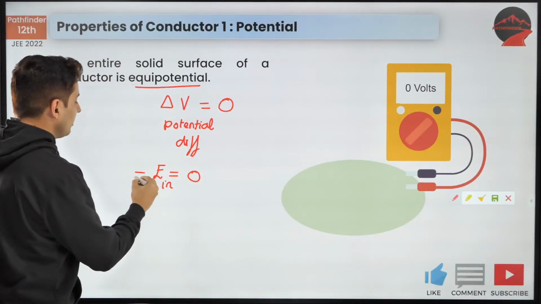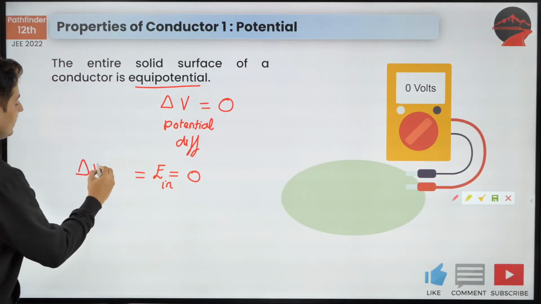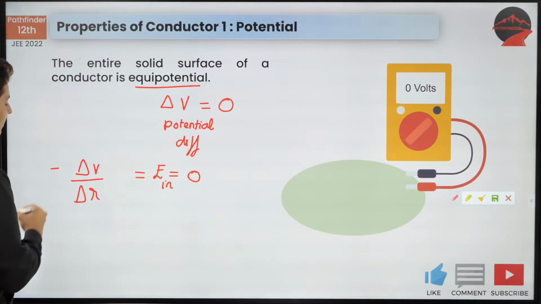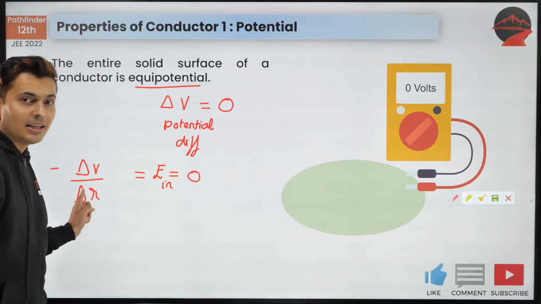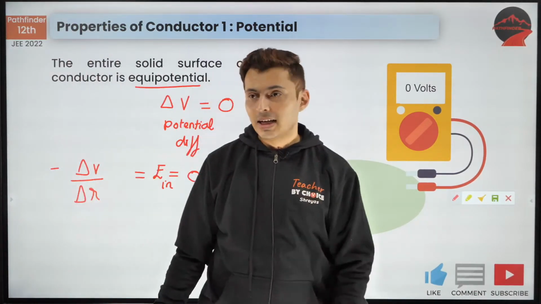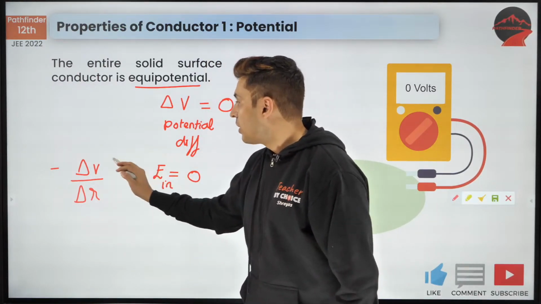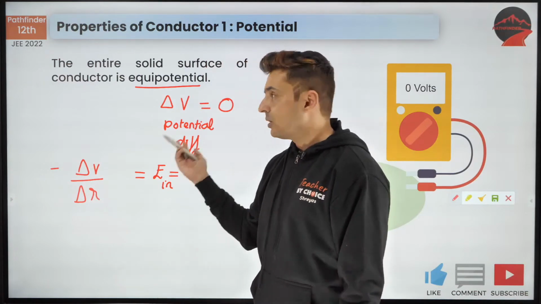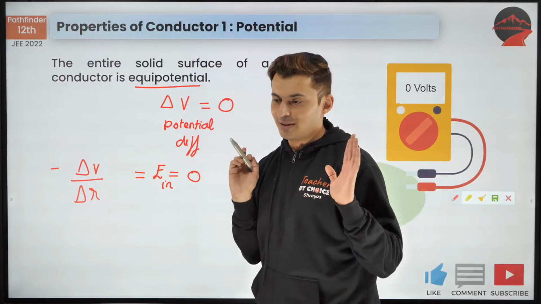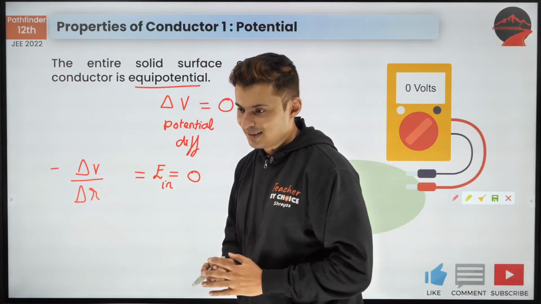And I hope you also remember the field is minus delta V by delta R, dV by dr. I have told you about this many times, the field is negative delta V by delta R. So if E is 0, what will happen? Delta V also will be 0. Hence the potential difference is also 0. I hope this is clear.